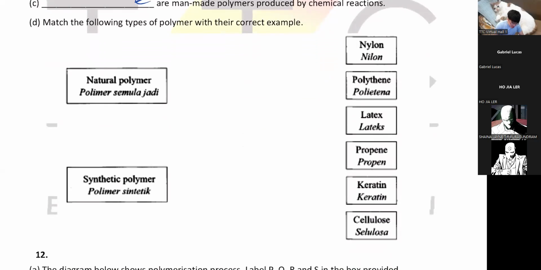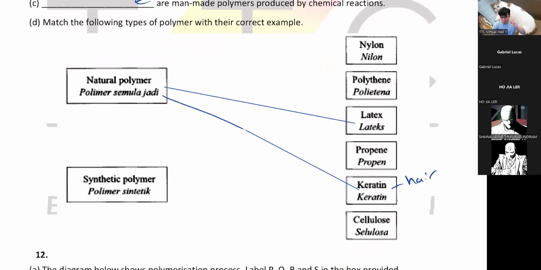Right, so for natural polymers, what are natural? We have our latex. We have keratin. Keratin is in your hair. When you dye your hair, you are breaking the keratin, so your hair will snap. Same goes for your rebonding. If you go and straighten your hair, the heat and the chemical will make your hair very brittle. So that's the keratin, and of course cellulose.